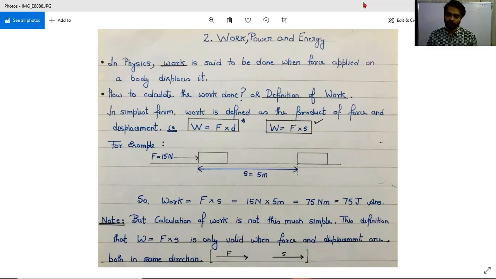Okay, for example, you have a table and you have applied a force of 15 Newton on it, and it displaces, say, by 5 meter. So how much work have you done? You have done some work, but how much? That we need to calculate. Okay, for that we need a formula, and the formula will come from the definition. Formula is just the mathematical form of the definition. So what is the definition of work?